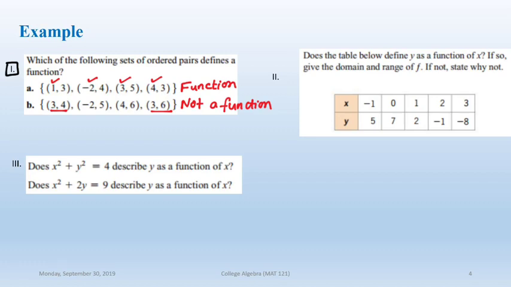Now, in the second problem, they have given a table and we're asked to check whether this is a function or not. You can see that negative 1 has only one value, 0 has only one value, 1 has only one value, 2 has only one value, 3 has only one value. So this is a function.